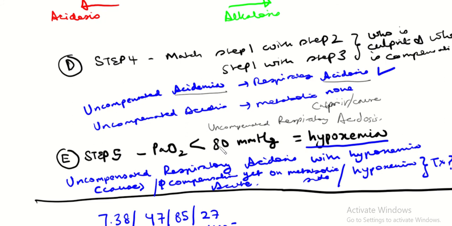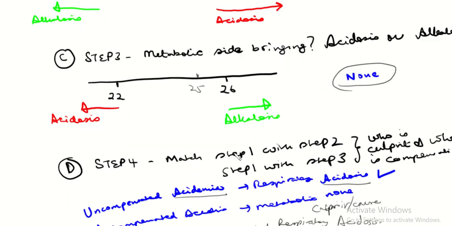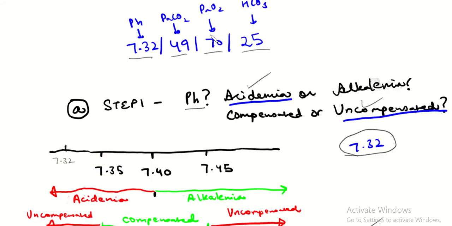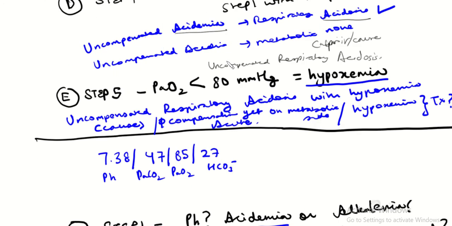Okay? PaO2 is less than 80. It's 70, so there is hypoxemia. So it's uncompensated respiratory acidosis with hypoxemia. That is the acid-base disorder. That's the interpretation.